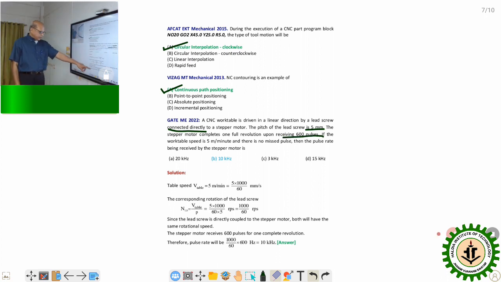The pulse rate has to be expressed in hertz or kilohertz depending on the problem statement. You have to be careful in the competitive exam about which unit you have to express your answer in. So 1000 by 60 multiplied by 600 pulses for 1 complete revolution. So the total pulse rate will be 10 kilohertz. So your correct option will be B.